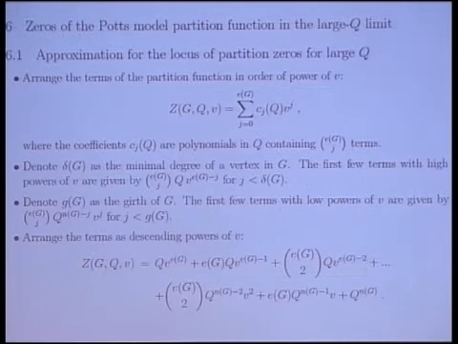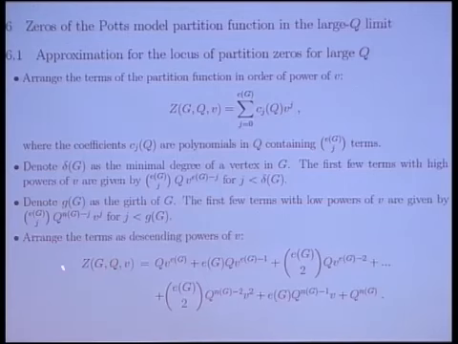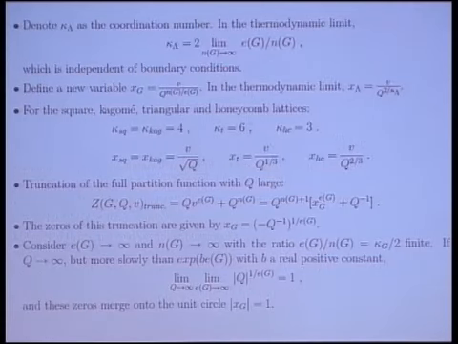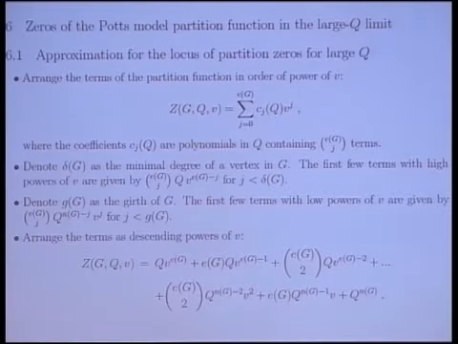Okay, so finally the last topic I'm going to talk about is the zeros of the Potts model partition function in the large Q limit. We found it is very interesting that if we arrange the terms of the Potts model partition function in decreasing power of v in this way. In general, these terms are complicated, but if we only keep the first term and last term for the square lattice when Q is very large, it is very interesting that these zeros are approximately located on the circle defined by just keeping the first and last term of the partition function.